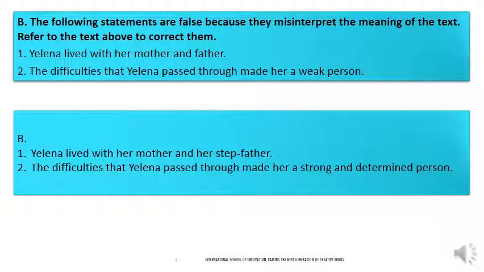Let's move now to exercise B. The following statements are false because they misinterpret the meaning of the text. Refer to the text to correct them. So both of these sentences are false. Yelena lived with her mother and father. Is this true? She lived with her mother and her stepfather. The difficulties that Yelena passed through made her a weak person? No, they made her a strong, determined, and wise person. This is part of the exercises.